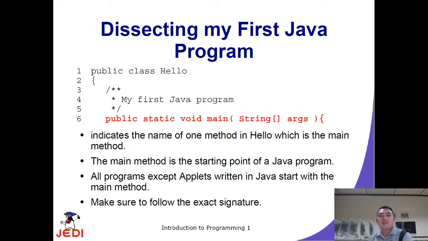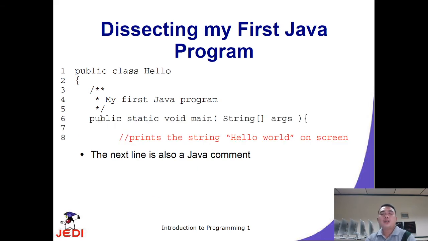All programs except applets written in Java, as I said, must start with the main method. So the code or the program cannot be executed or cannot display anything without the main method. Okay, so make sure to follow the exact signature, the exact placement of each of those words, especially in the parameter: string, square brackets, and then args. It is important that you follow the exact signature.